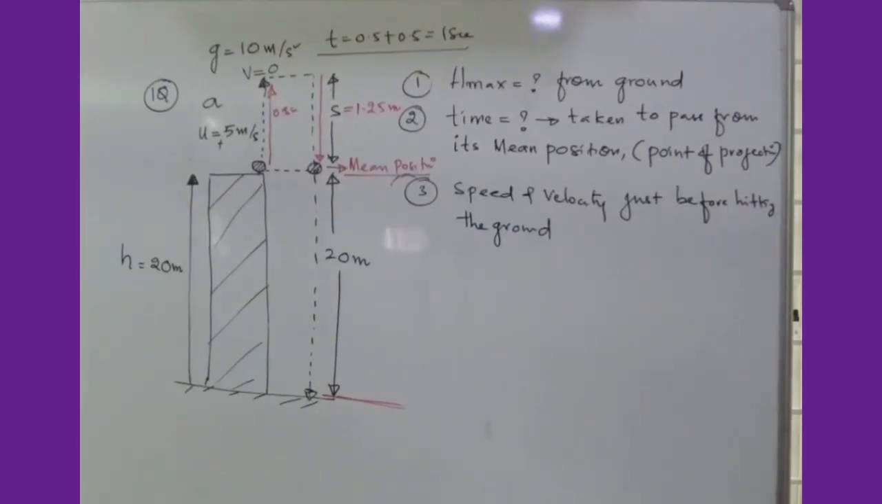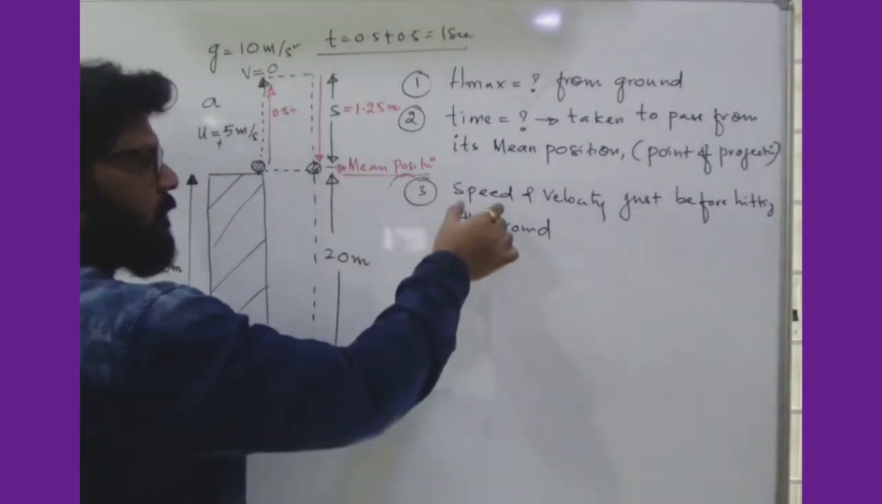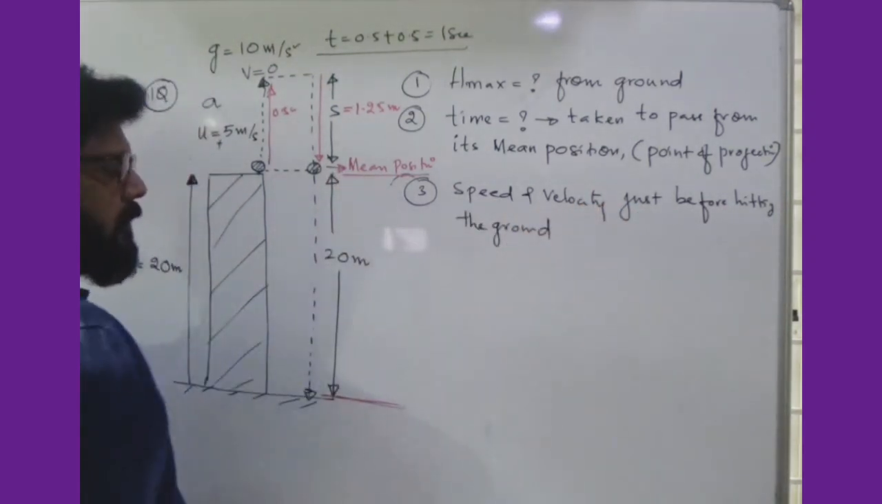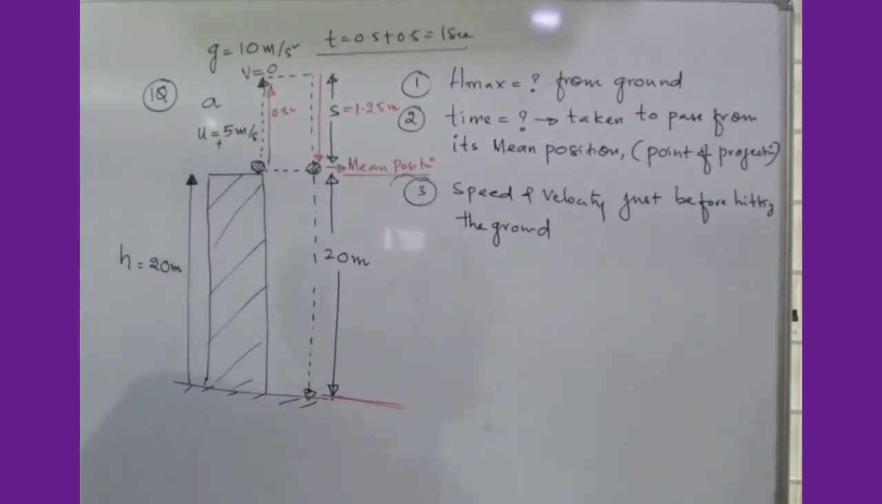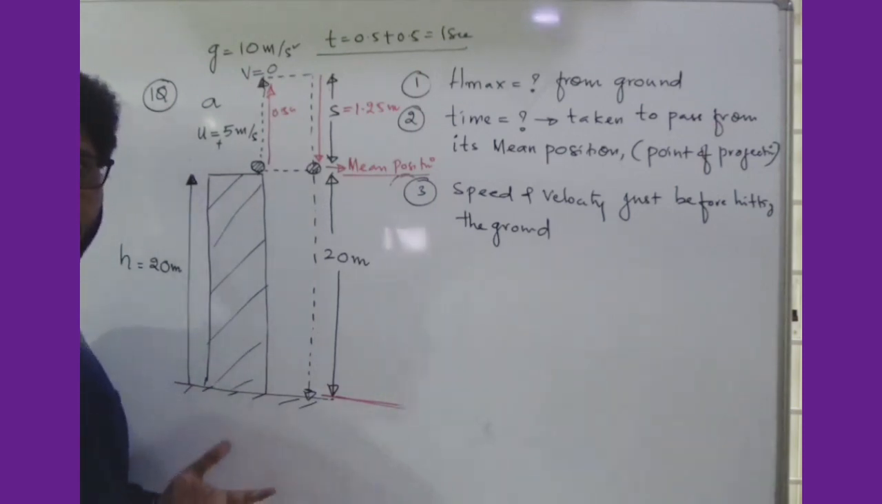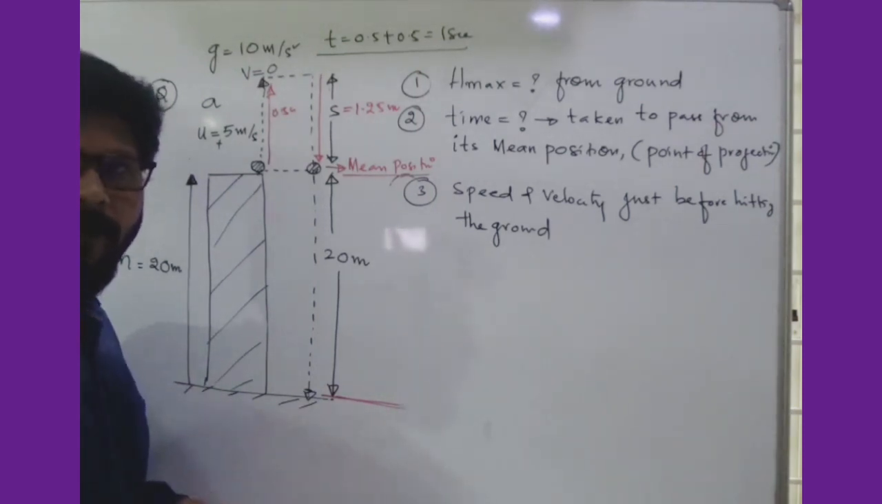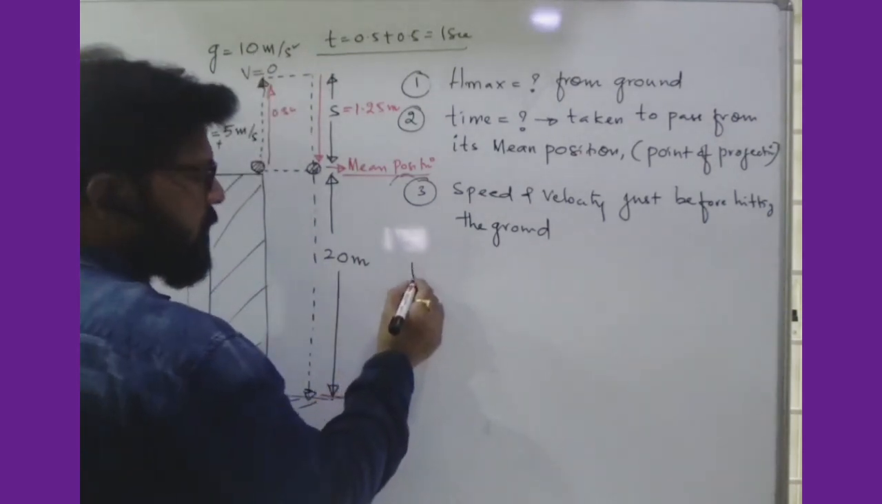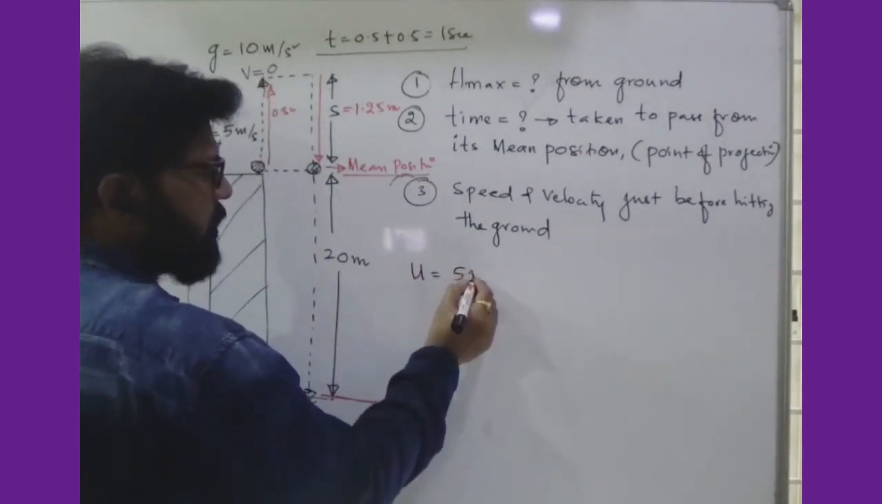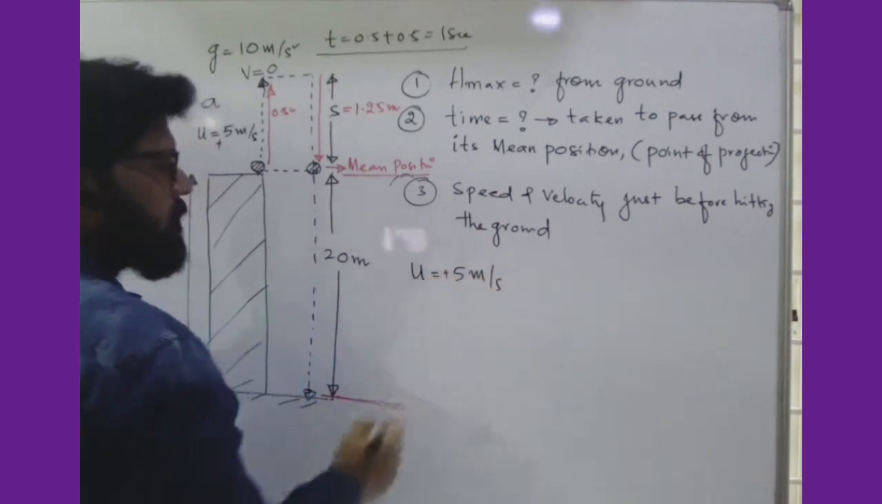Now the third question in front of you. In the same situation, we have to calculate the speed and velocity just before hitting the ground. See, first thing, how to solve the question: first check the given data, and with respect to the given data, see what we can apply. Let's take the initial velocity with which it is projected: U is equal to 5 meters per second, which is positive.